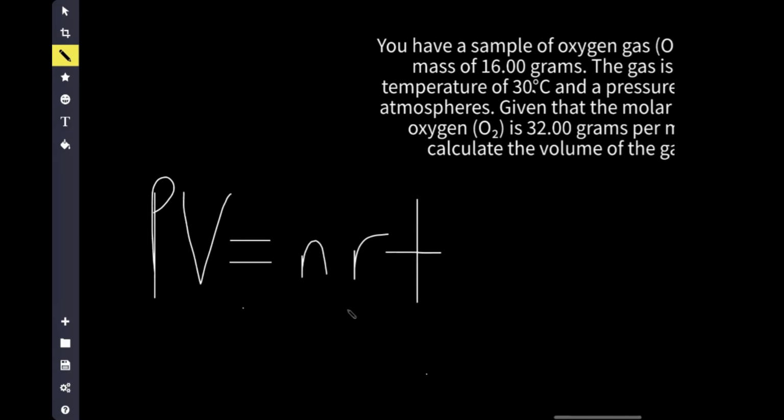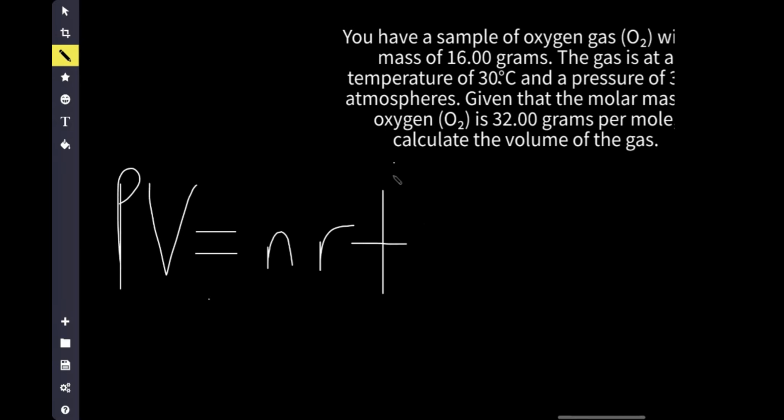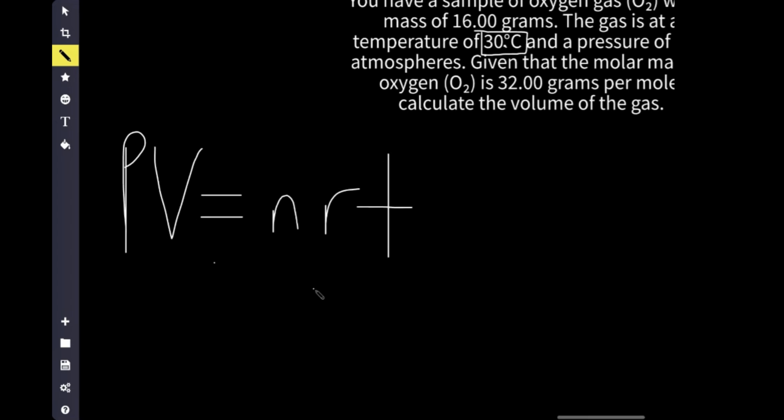Now, what's the first problem we kind of have right now? Well, one of the problems we have is that our temperature is in degrees Celsius, and just like the problem before, our temperature needs to be in Kelvin. So 30 plus 273, and we converted it into Kelvins. This is just going to be 303. So that's kind of our first problem taken care of.